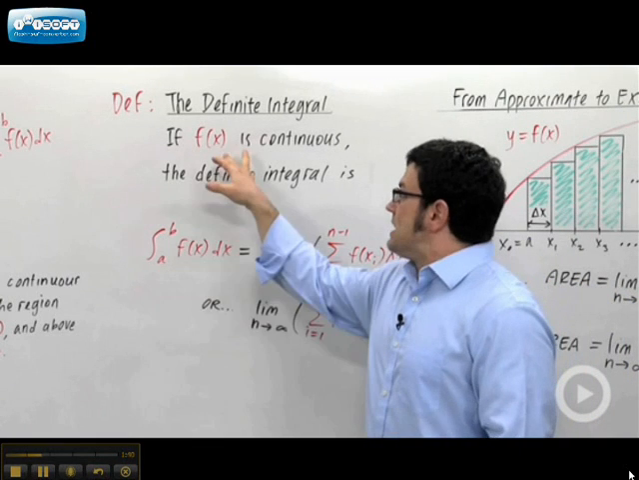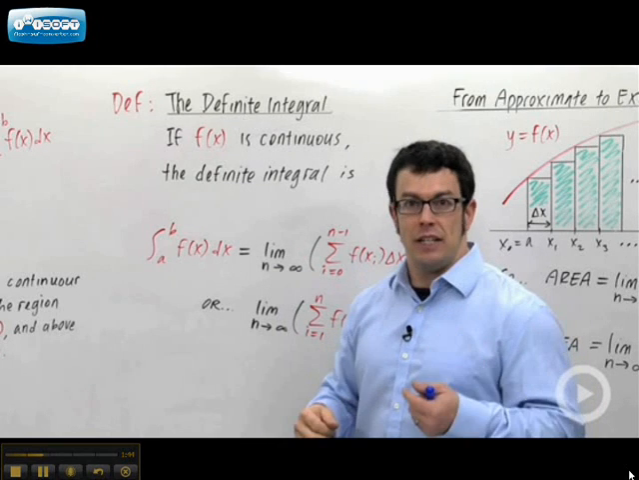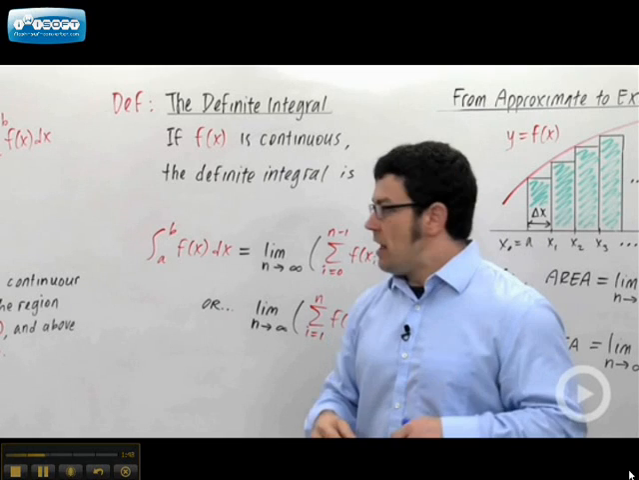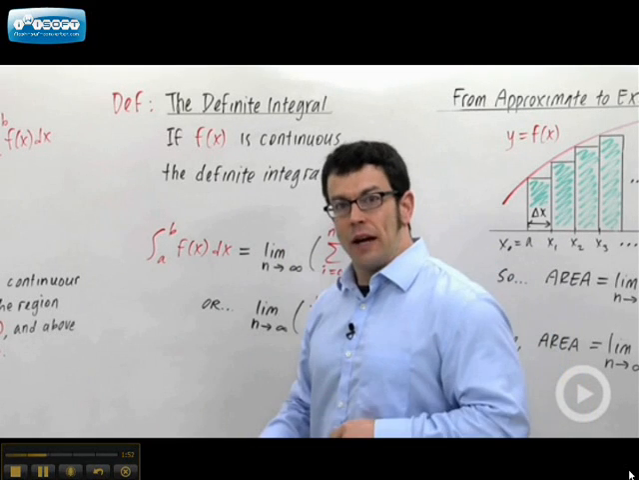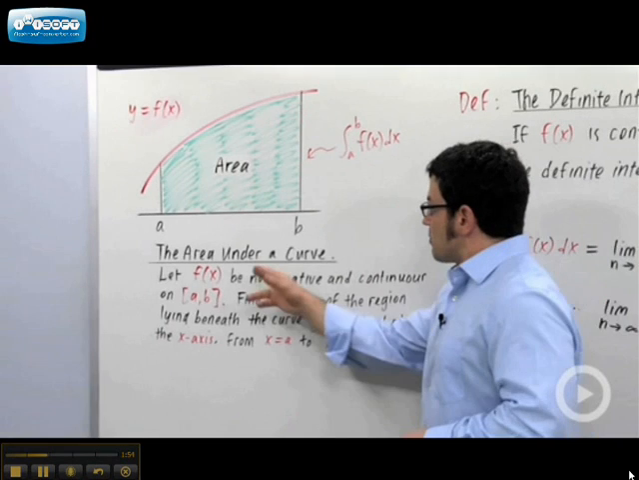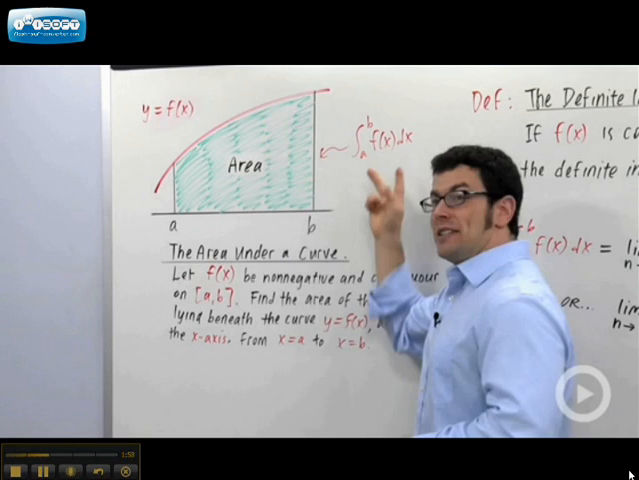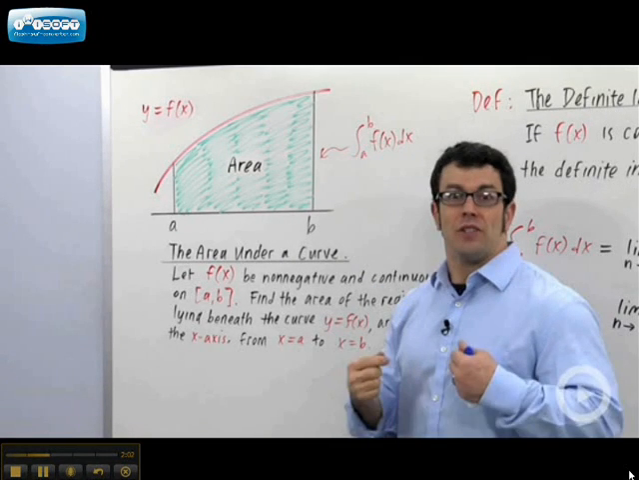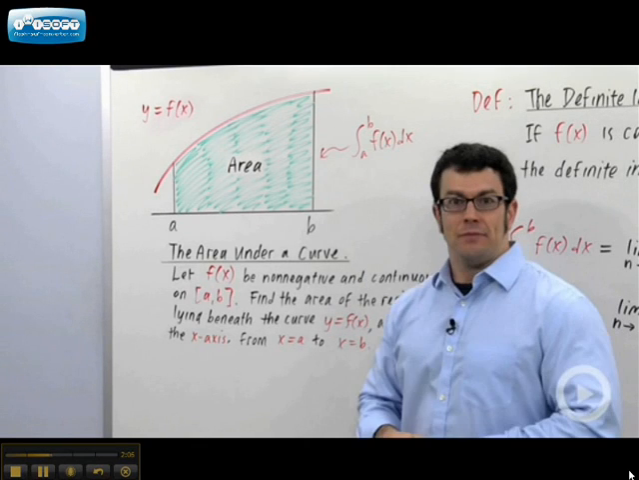Now note here I didn't specify whether or not f of x was non-negative. It just has to be continuous for this definition to work. But if f of x is non-negative, then this value will exactly equal the area under the curve. So let's go back to our original picture here. Remember this problem, the area under the curve. This area is exactly given by the definite integral if f of x is non-negative, and that's why it's so important. We don't have to approximate anymore. We can get the exact value.